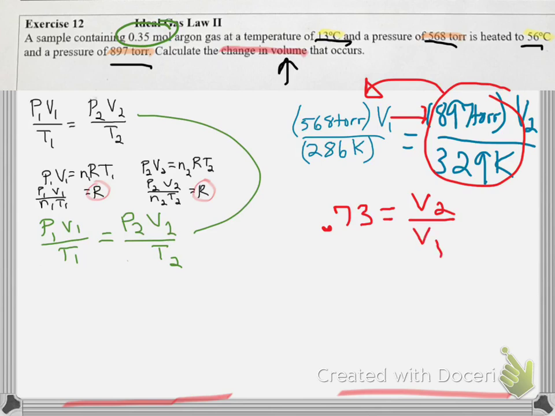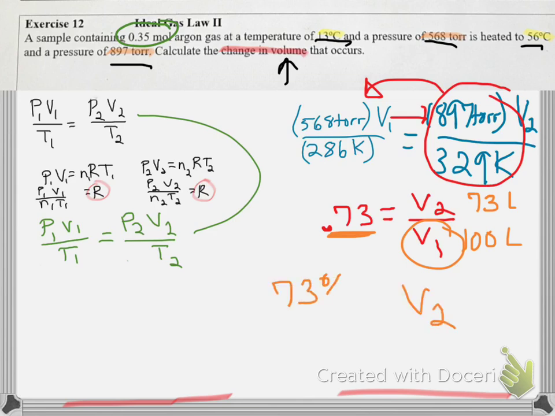So what this means is, first off, it means that my volume 1, my initial volume, is bigger than my volume 2 because this number is smaller than 1. It also means that if my V1 was 100, my V2 would be 73 liters. So a good way of thinking about this is my V2 is 73% of V1. And that would be how much my volume changes before and after heating.